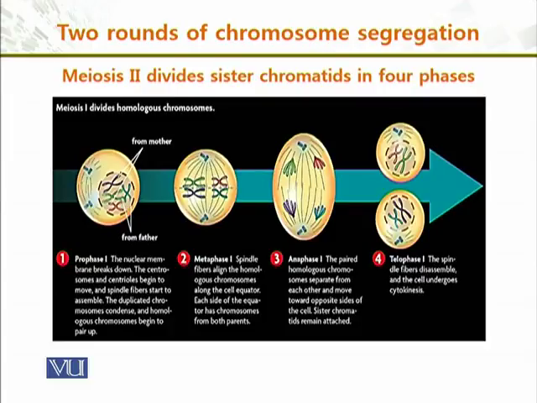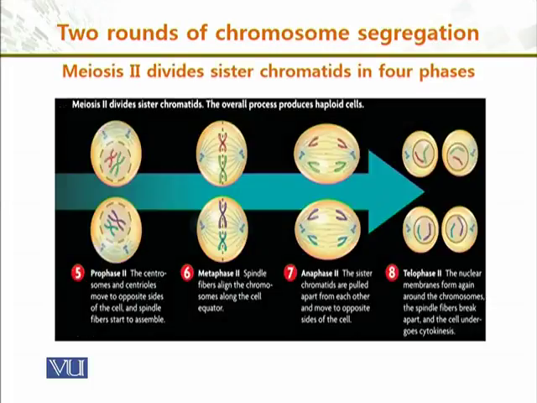These are terms, mind you, which you have frequently read in your earlier books or in the earlier course. Now, meiosis 2 divides the sister chromatids in 4 phases, as we said earlier. And then there is a prophase, the 5th stage, where the centrosome and centrioles move to opposite directions and the cell separates.